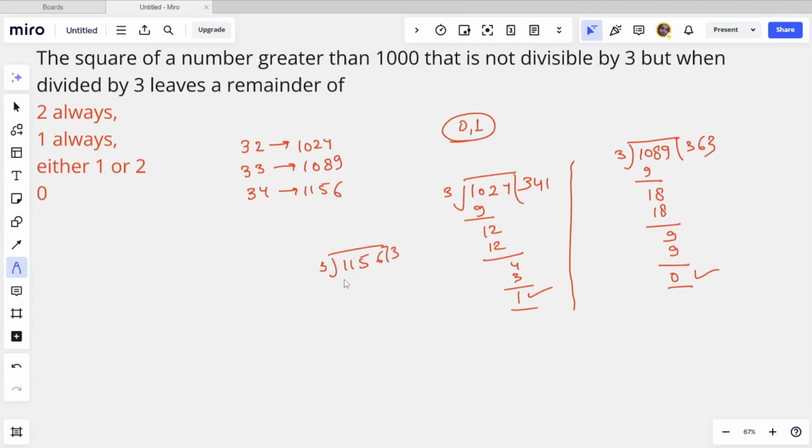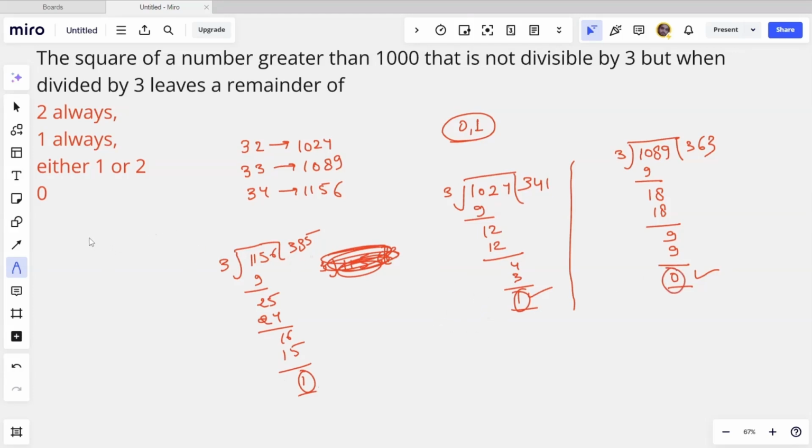So 3 3s, this is the sign of divide. Let me do this here. Divide 1156 by 3. So 3 3s are 9, 11 minus 9 is 2, 5, and 3 8s are 24, once, and 3 5s are 15. As you can see, this is 1 as a remainder.